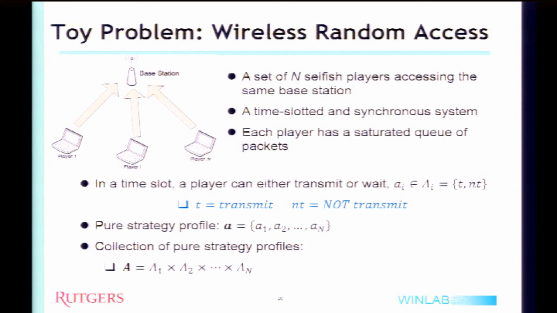And in each time slot, a player can either transmit or wait. It means that she has two actions. One is T, meaning transmit, and NT means not transmit. So this lowercase bold a is the pure strategy profile vector, and the uppercase bold A is the collection of all possible pure strategy profiles.